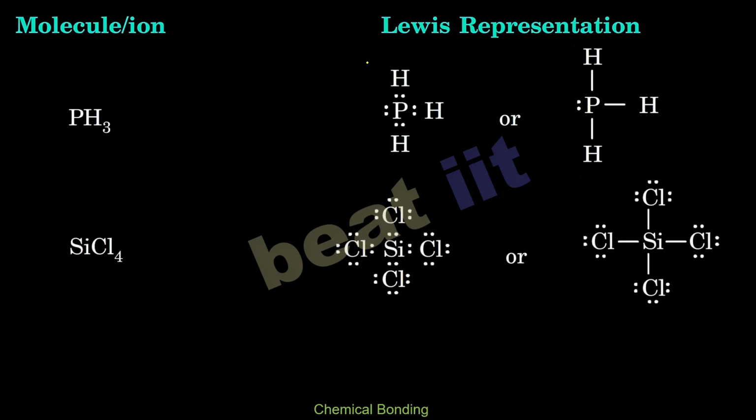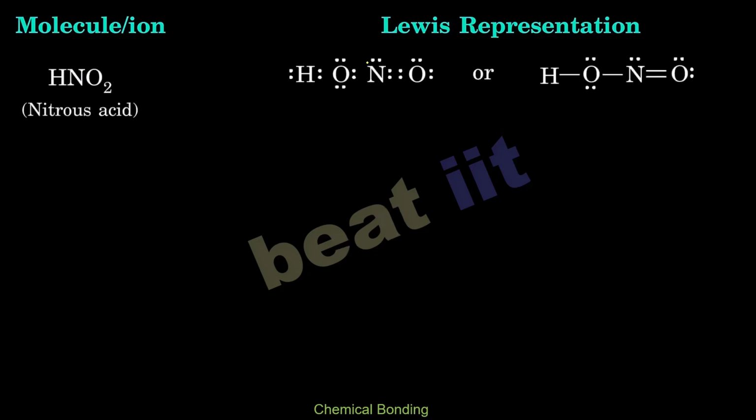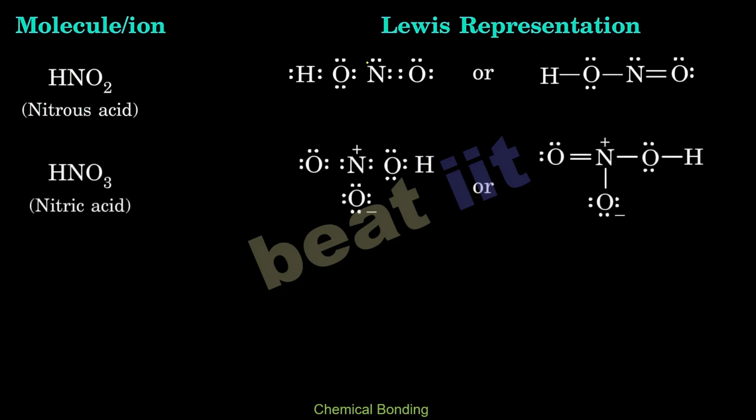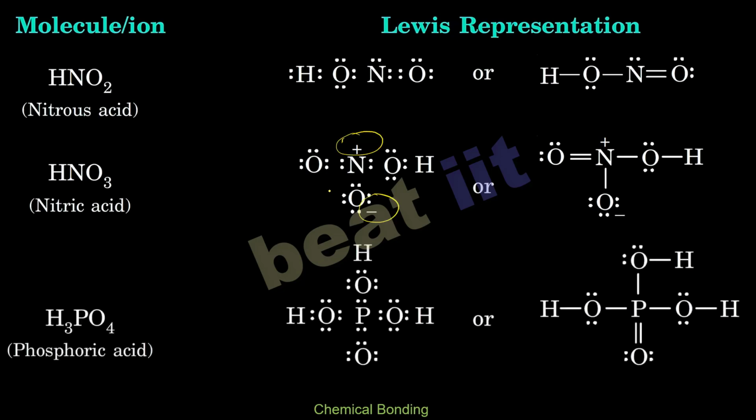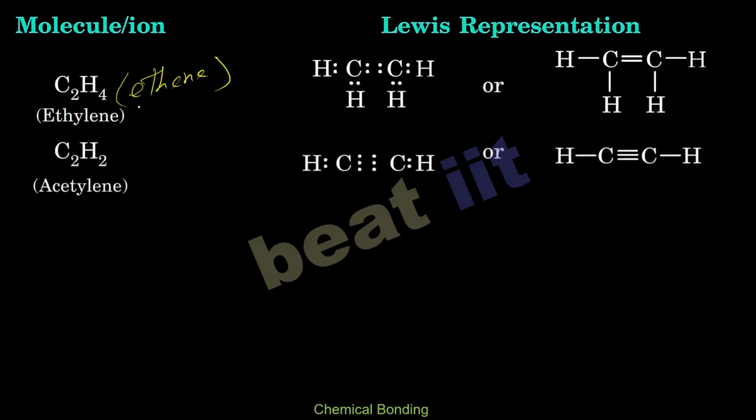SiCl4, all silicon and chlorine atoms will have octet complete. SO3, all octets complete. HNO2, nitrous acid. All these structures draw and memorize. HNO3, nitric acid. And what are these charges? We will be calculating from the formal charge formula. H3PO4, phosphoric acid. C2H4, ethylene or ethene. Both names are correct. C2H2, acetylene or ethyne. Both names are correct.